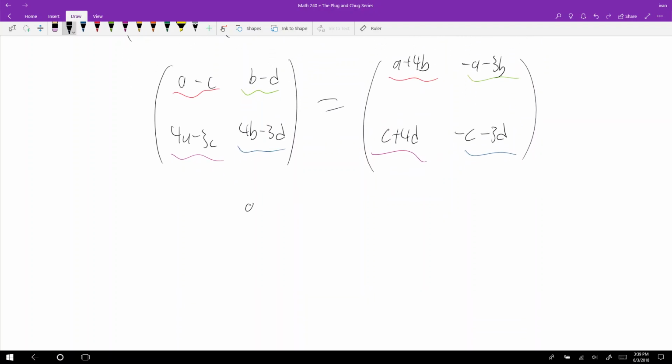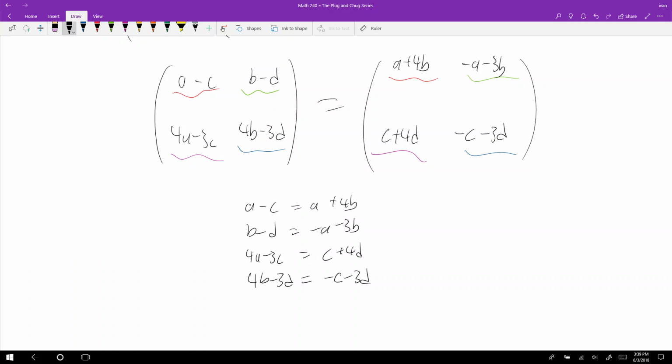We get A minus C is equal to A plus 4B. B minus D is equal to negative A minus 3B. 4A minus 3C is equal to C plus 4D. And 4B minus 3D is equal to negative C minus 3D. Okay?